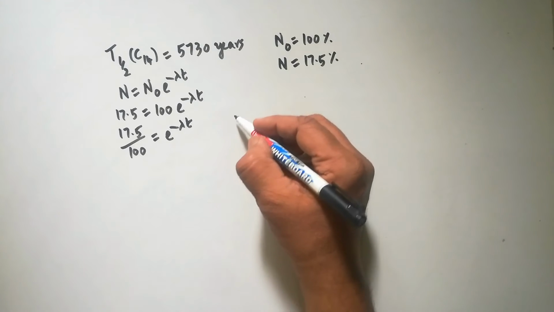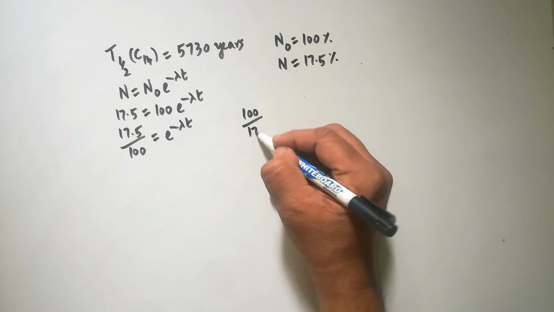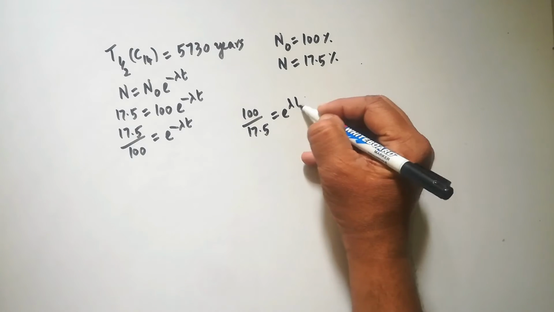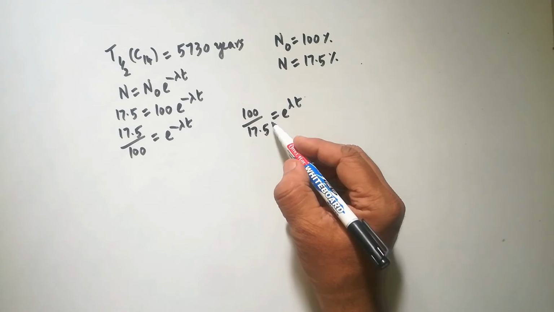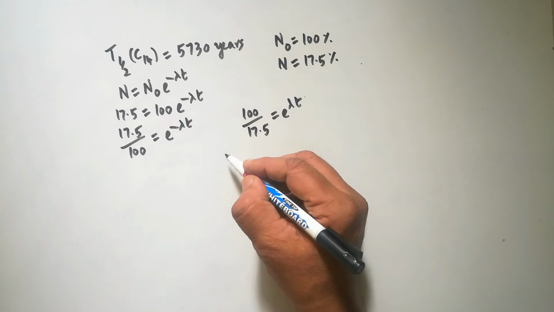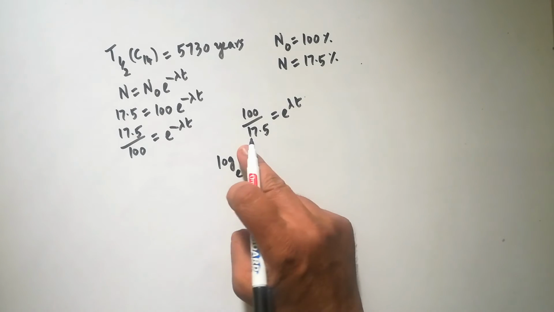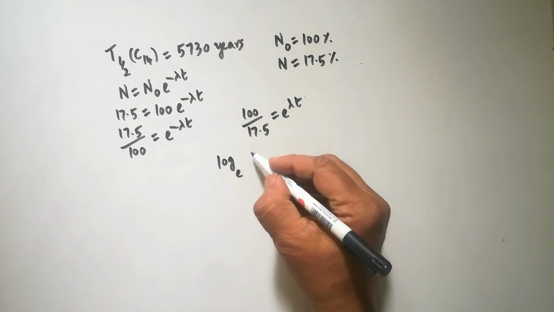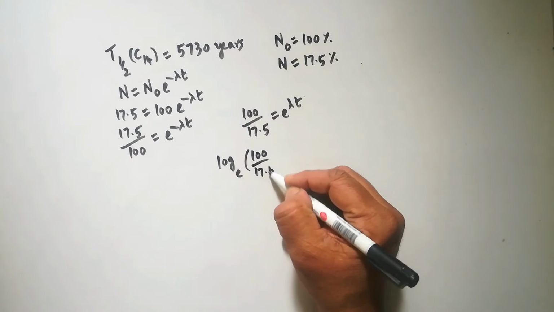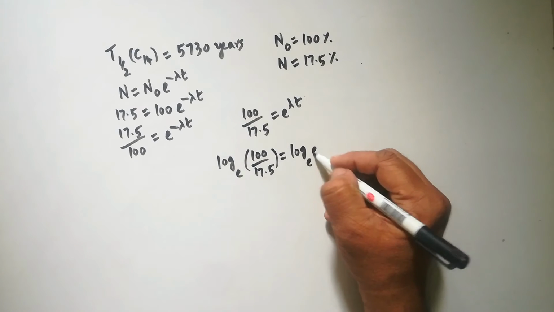Are you clear? And then reciprocate this. After reciprocation, that becomes 100 divided by 17.5, which could be written as e power of plus lambda T. Are you clear? Now we have to take log on both sides. Take log of e. In bracket you write 100 divided by 17.5 is equal to log of e power of lambda T.